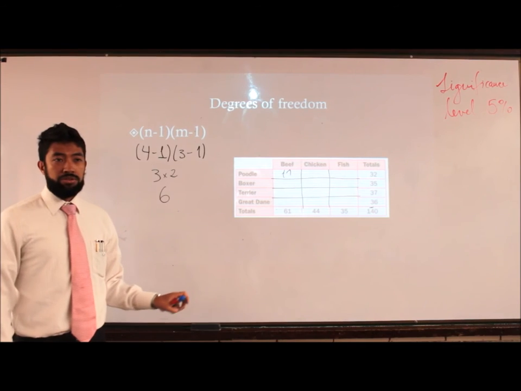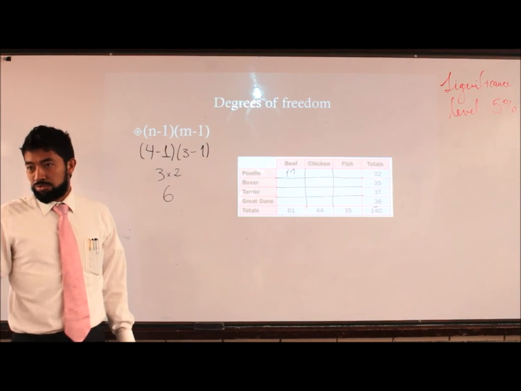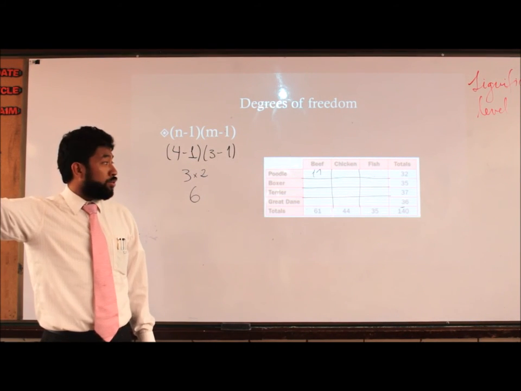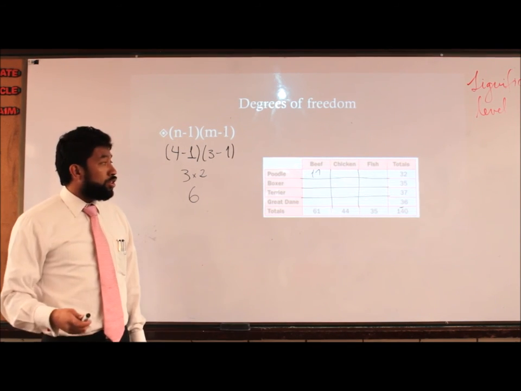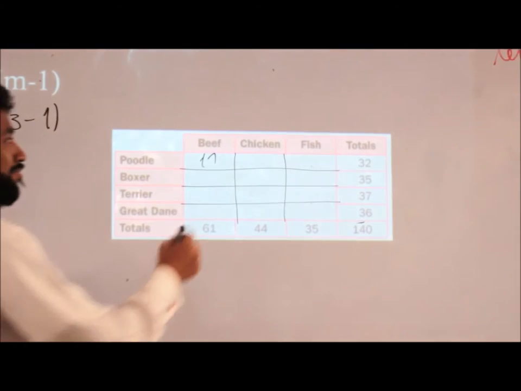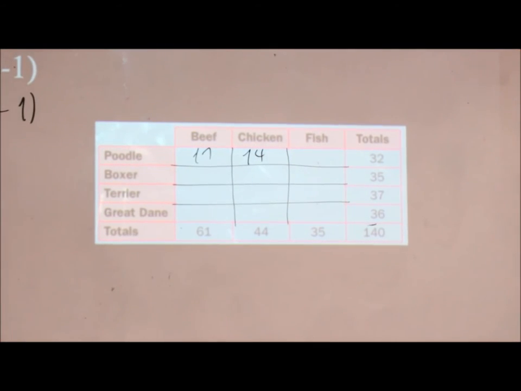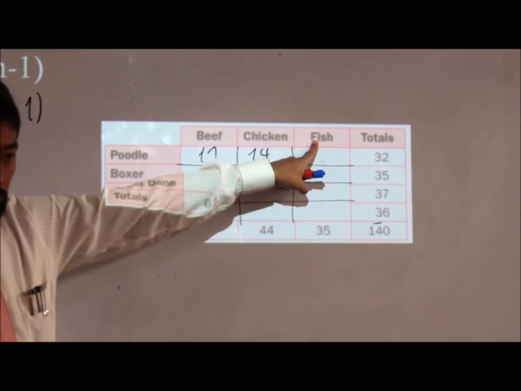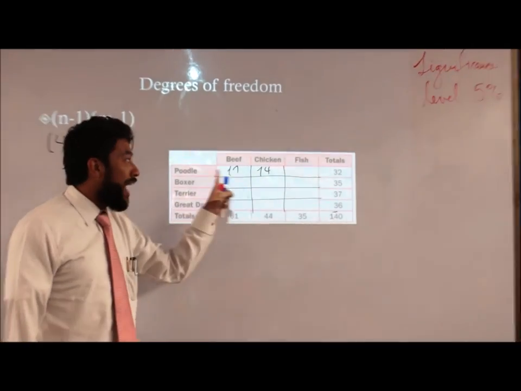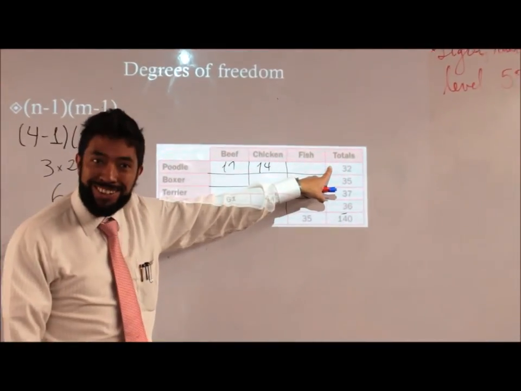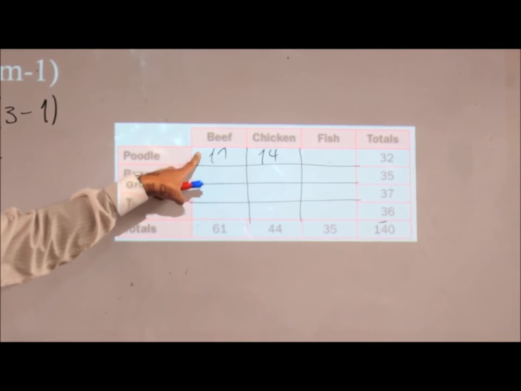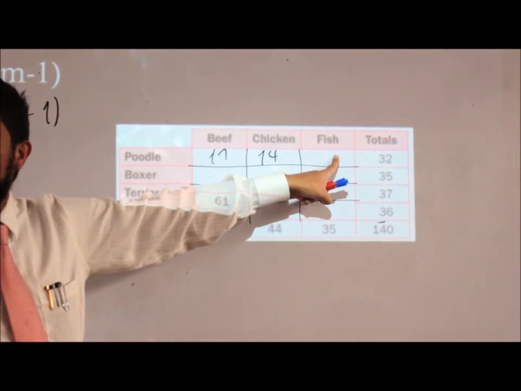Where can I put another number? Give me another number in a cell that you like. Chicken. But which breed of dog? Poodle. Poodle, chicken. How many dogs? 14. Can be 14, can be 15. You choose 14. And the next one? 7. But the next one cannot be the number that I want. This number must be obtained by adding these two and subtracting the sum from this one. This number is not free. This is free. This is not. This is calculated.